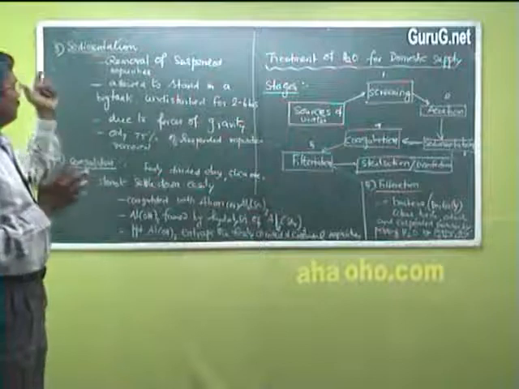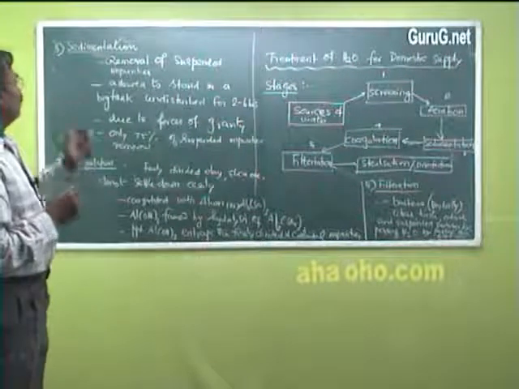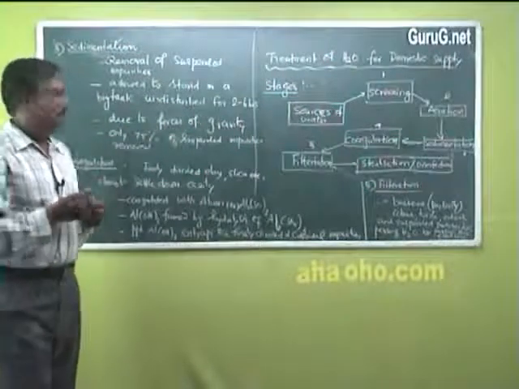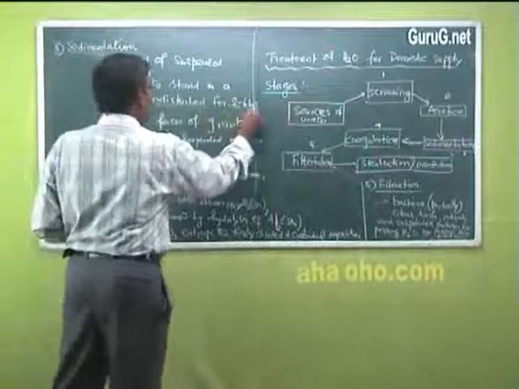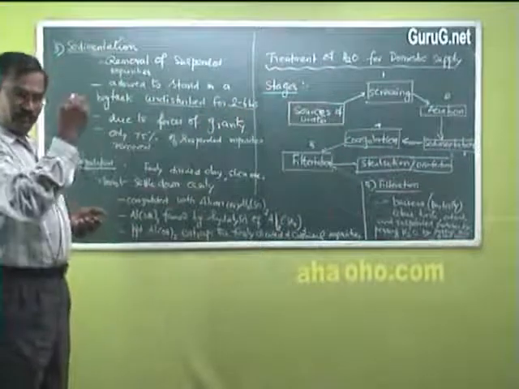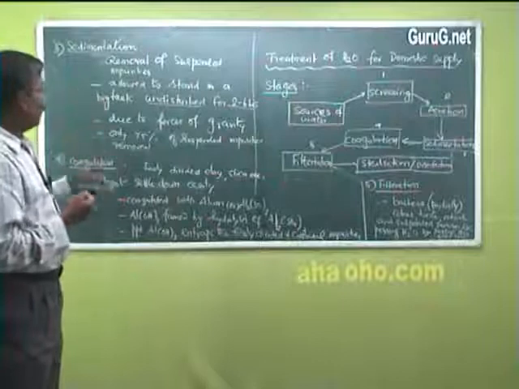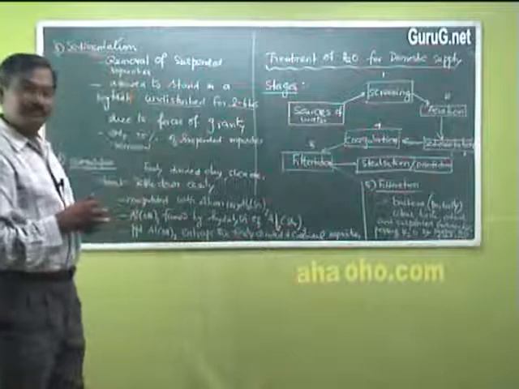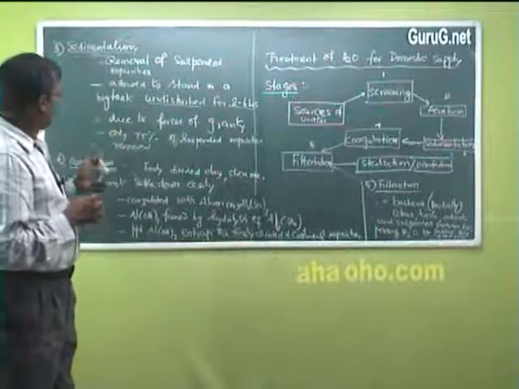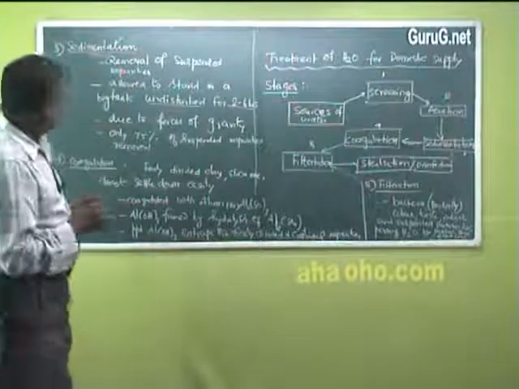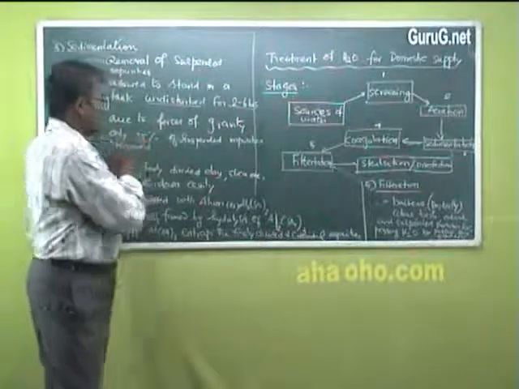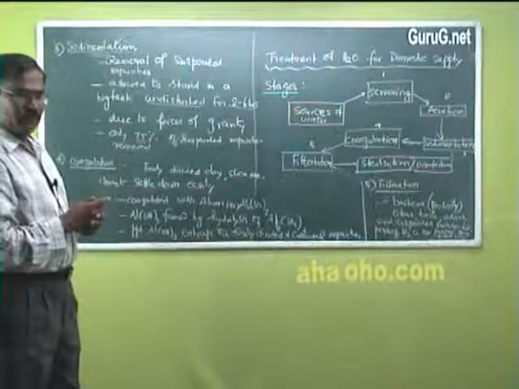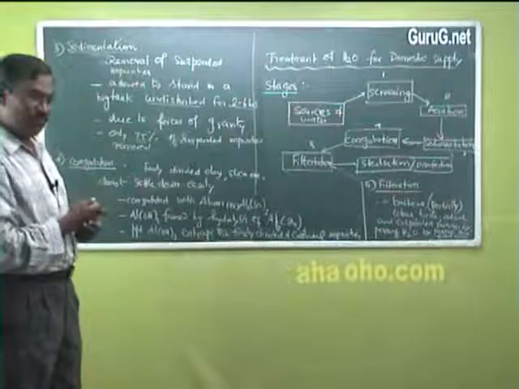So the removal of suspended impurities by allowing the water to stand in a big tank undisturbed, and that is more important, for 2 to 6 hours, so that the particles settle down due to the force of gravity, is called sedimentation. But by this sedimentation technique, only 75% of the suspended impurities alone can be removed. So why is the 25% not removed?